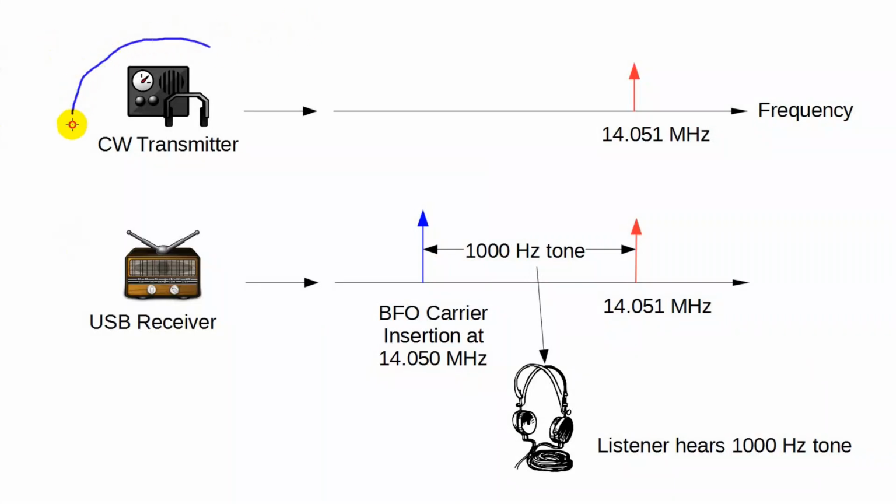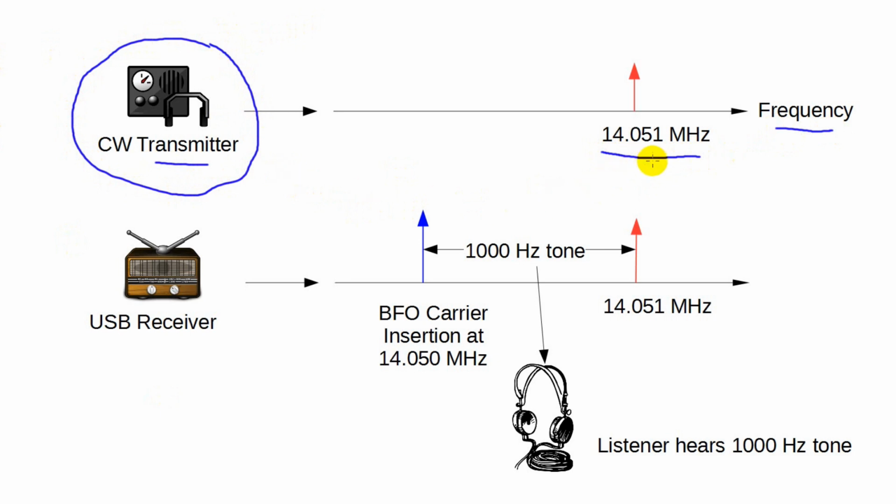Let's start with CW and work our way up to the latest digital modes such as FSK. This video gets you set up. The next video will talk about actually operating these modes with sample QSOs. Let's start with CW. A CW transmitter puts out a single tone on a single frequency and then turns it on and off in accordance with the Morse code.